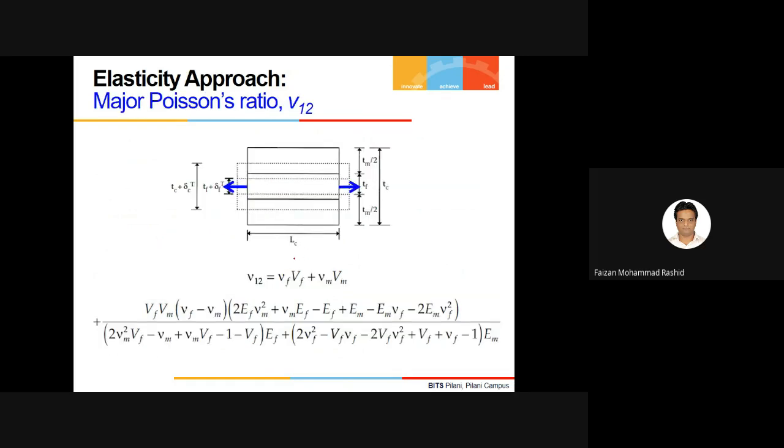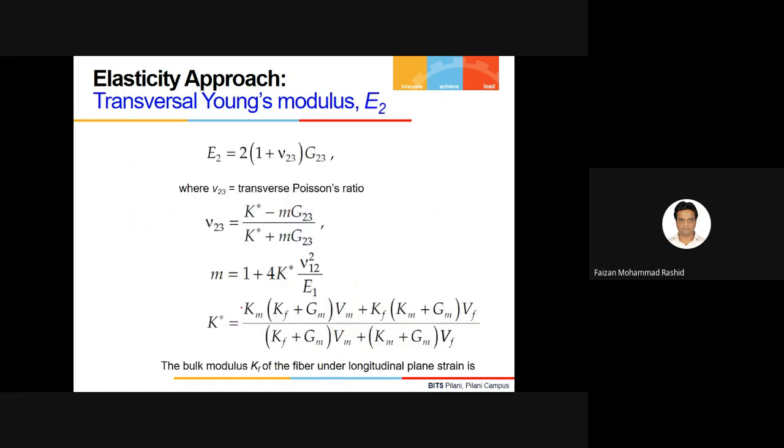Then similarly, the mechanics of materials approach, through the elasticity approach, if I want to calculate the major Poisson's ratio, okay, you see this much you are getting from the mechanics of materials approach, and then you need to add this big term. Then you are going to get some improvement. So what is the improvement? I will show you.